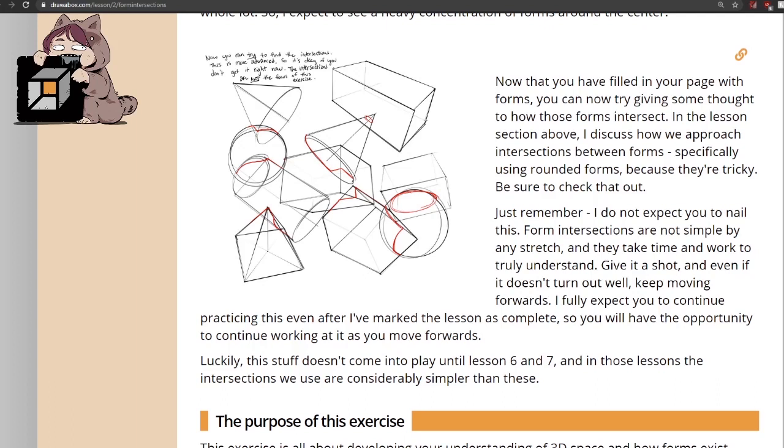Just remember, I did not expect you to nail this. Form intersections are not simple by any stretch, and they take time and work to truly understand. Give it a shot, and even if it doesn't turn out well, keep moving forward. I fully expect you to continue practicing this even after I've marked the lesson as complete, so you will have the opportunity to continue working at it as you move forwards. Luckily, this stuff doesn't come into play until lessons 6 and 7, and in those lessons, the intersections we use are considerably simpler than these.